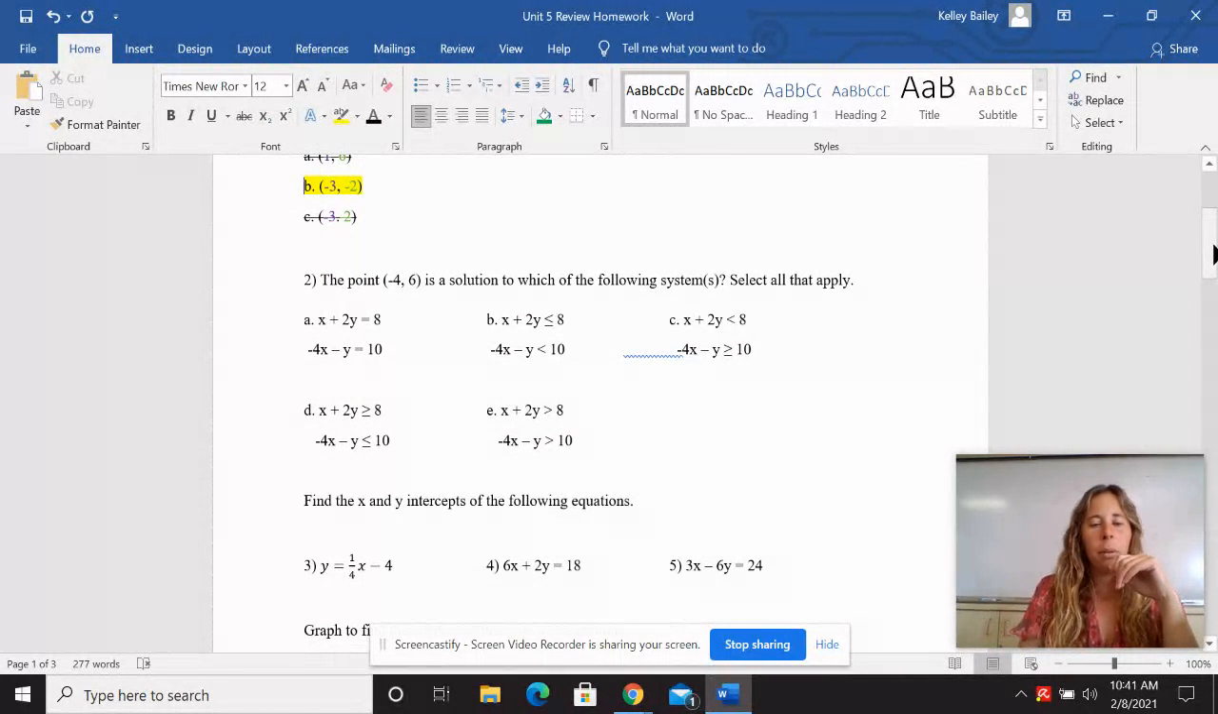Okay. Number 2, a little bit different. The point negative 4, 6 is a solution. Oh, 1 second, sorry.